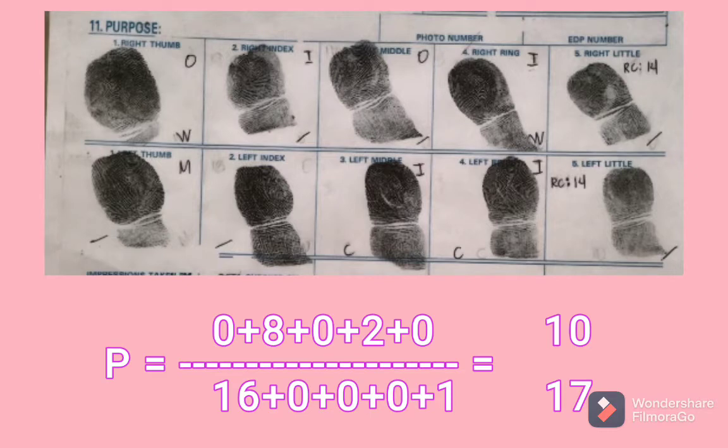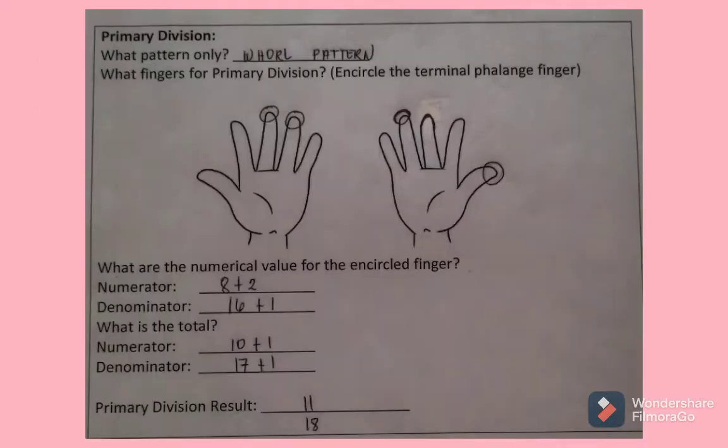Applying the even numbers are numerators and odd numbers are denominators, right thumb is 16, right index 0, right middle 0, right ring 8, right little 0, left thumb 0, left index 0, left middle 2, left ring 1, left little 0. So we have 8 plus 2 for the numerator, 16 plus 1 for the denominator. And for the total, we have numerator 10, denominator 17.